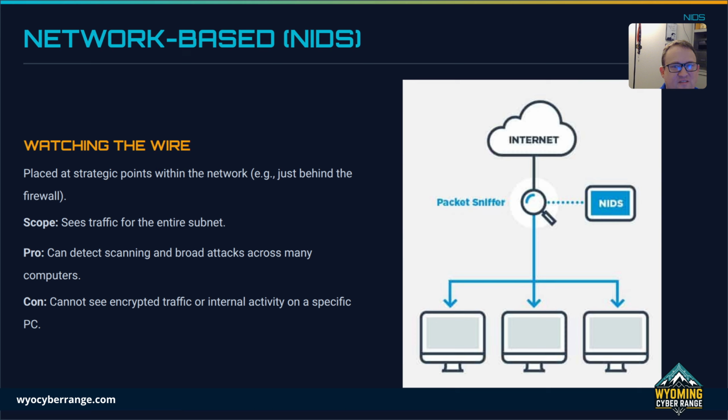So where do we put these sensors? First, there's the network intrusion detection system, network-based. We like to put these at strategic points, like just behind a firewall, watching the wire. You'll see the traffic for the entire subnet. It's excellent for detecting scanning and broad attacks across many computers. Now the problem here is it can't see encrypted traffic. Because it's on the wire, internal activity is happening inside of, well, a specific PC. So we can't see it if it's encrypted.